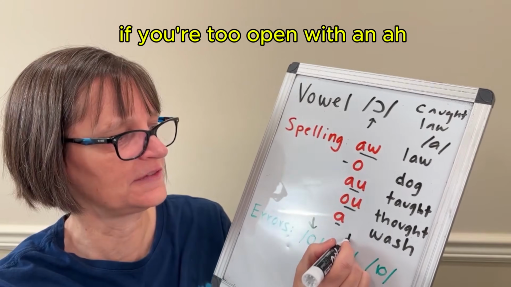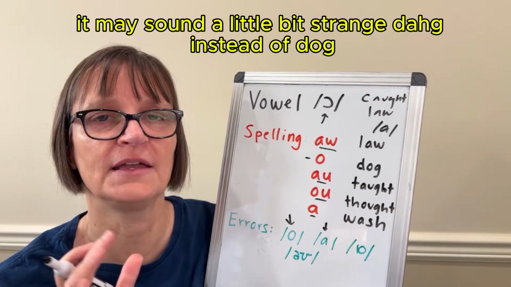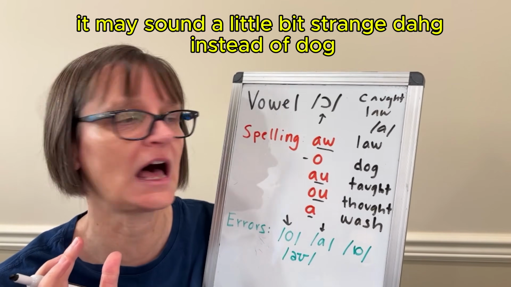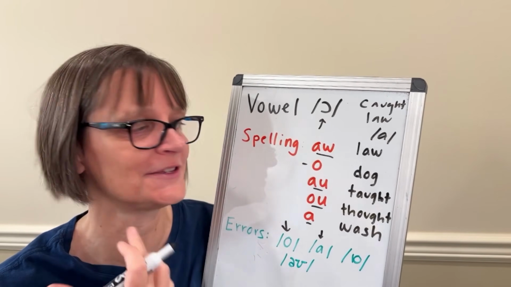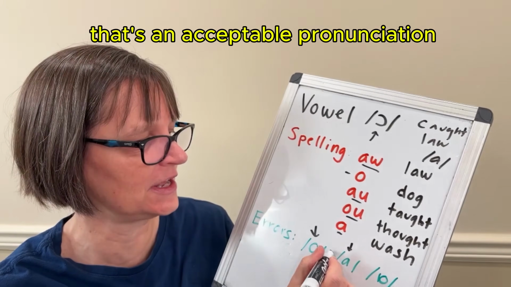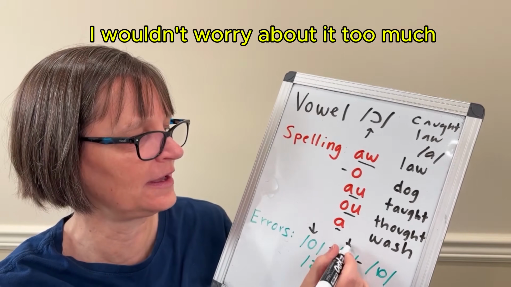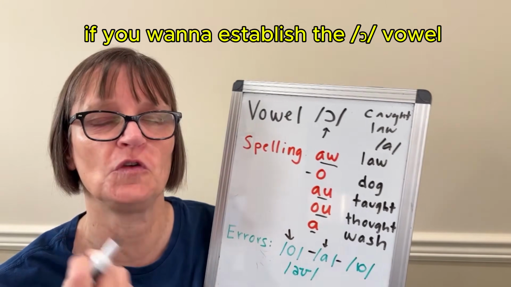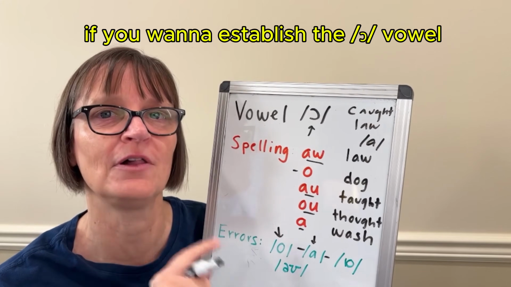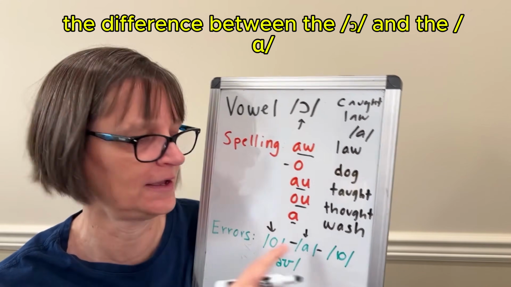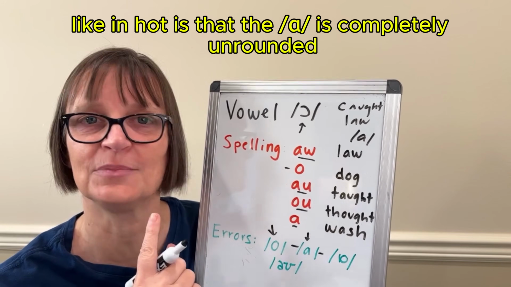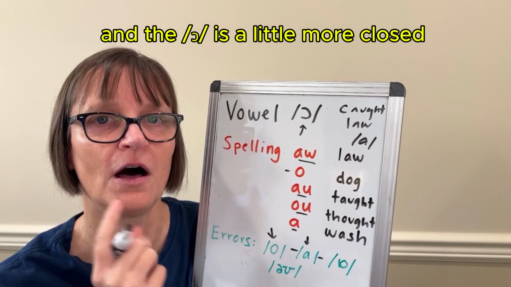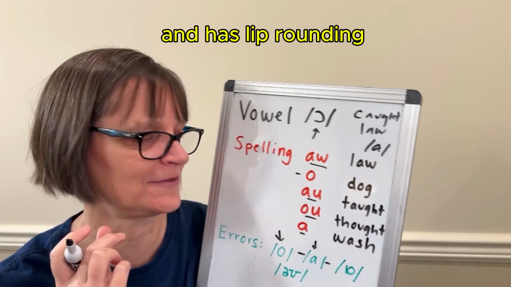In some words, if you're too open with an ah, it may sound a little bit strange, dog instead of dog. But again, in some regions of the US, that's an acceptable pronunciation. So if you have this error pattern, I wouldn't worry about it too much. If you want to establish the aw vowel, the difference between the aw and the ah, like in hot, is that the ah is completely unrounded and the aw is a little more closed and has lip rounding.